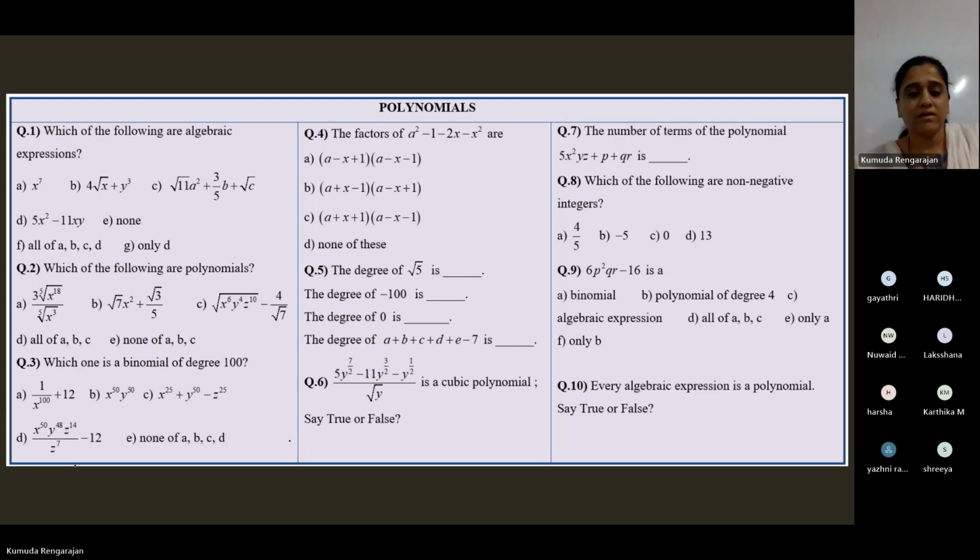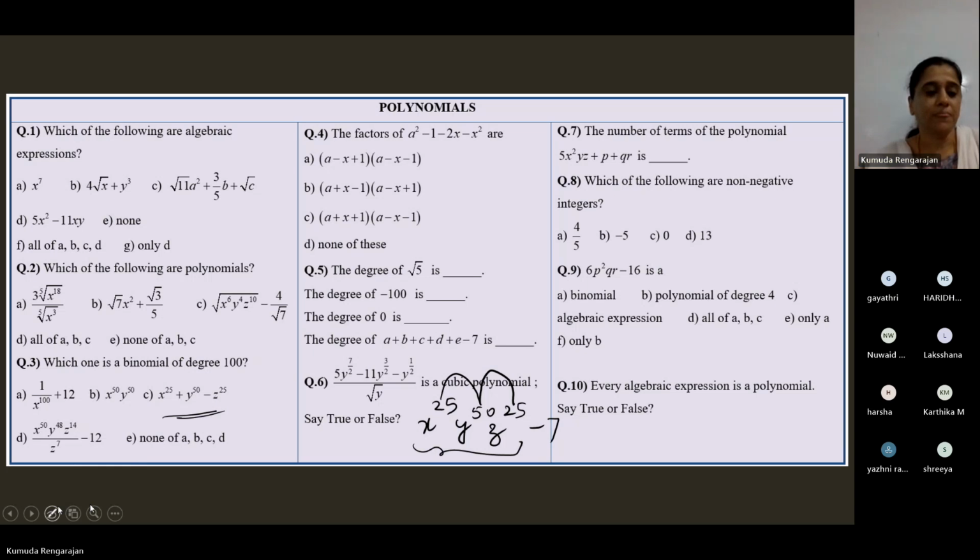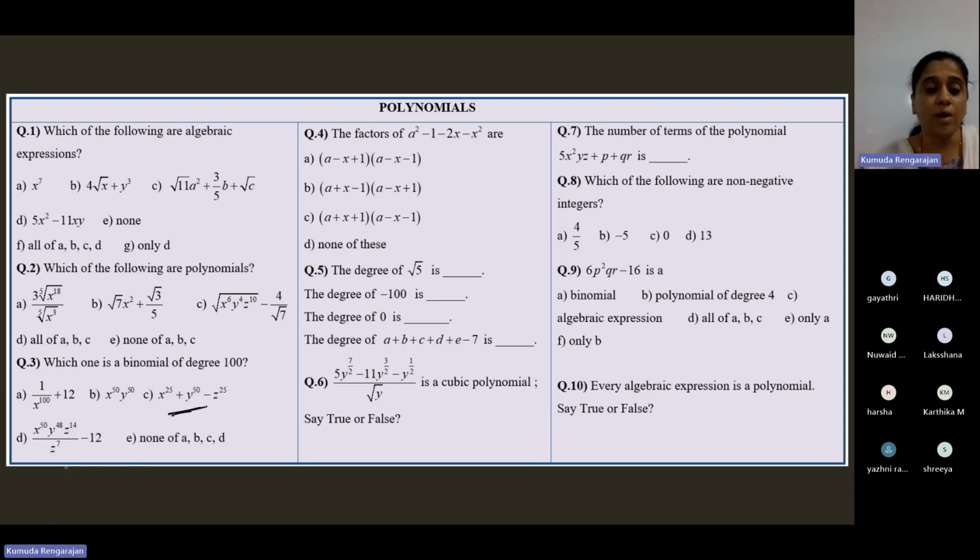Clear? See, if it was x to the power 25, y to the power 50, z to the power 25, and minus 7, then this is one term. You should find the sum of the powers. 25 plus 50, 75. 75 plus 25, 100. Here you should not add. So option C is a trinomial of degree 50 because the highest power is 50. Fourth one, D, we understood. So the correct option for this question is none of A, B, C, D.